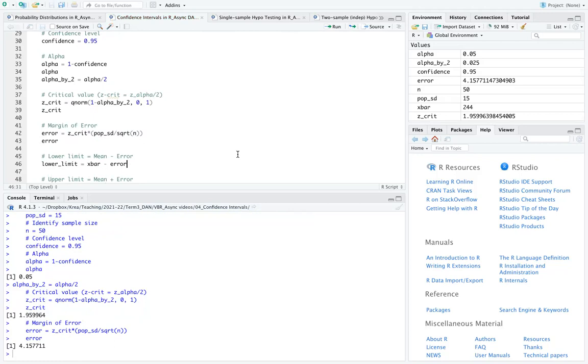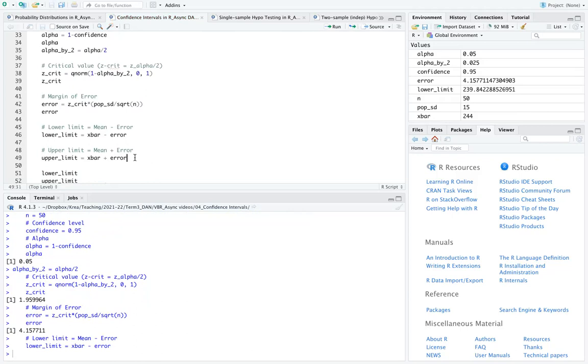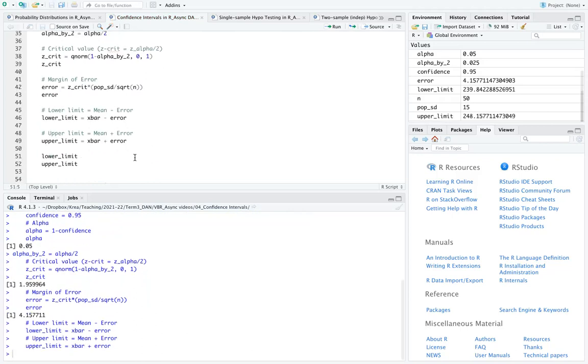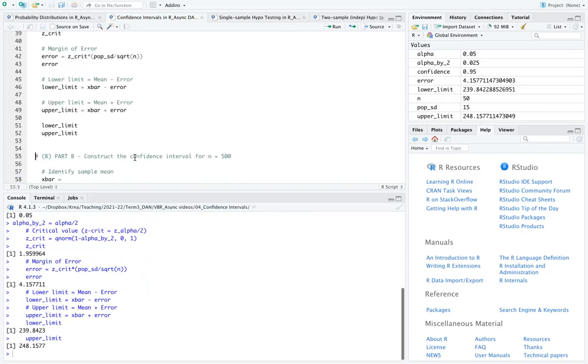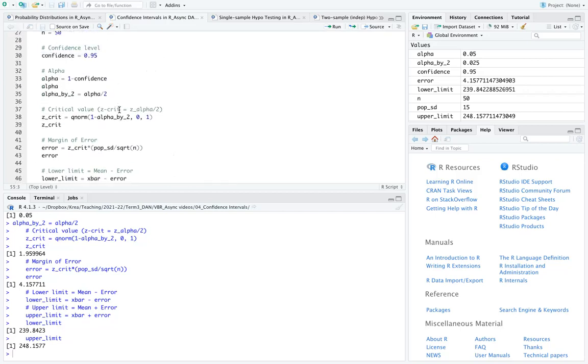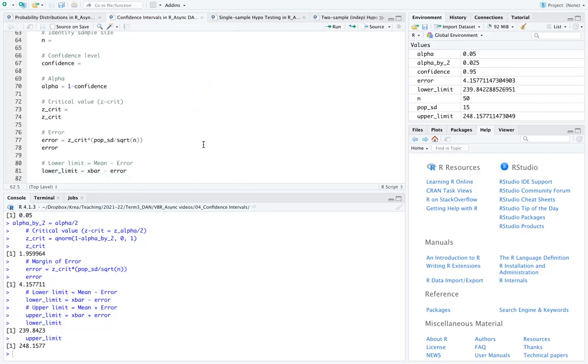Now, once you know the margin of error, the first way to find the lower limit of the confidence interval is just the sample mean minus error. And the upper limit is given by sample mean plus error. And let's see what the lower limit is. It's about 239.84 pounds. Upper limit is 248.157 pounds. And that is how you construct the 95% confidence interval in this case. Now, this particular example has a couple more variations where we increase the sample size. So I encourage you to give it a shot and try this out.